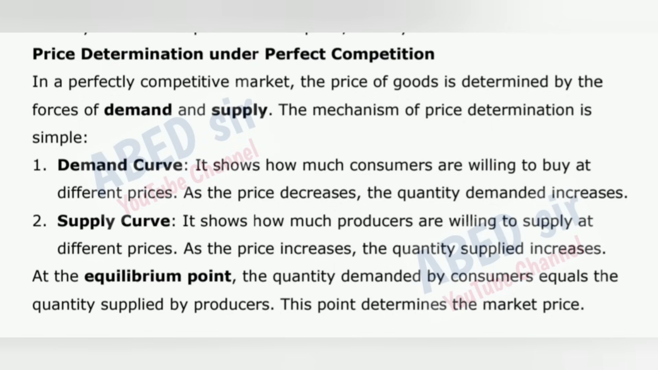1. Demand curve. It shows how much consumers are willing to buy at different prices. As the price decreases, the quantity demanded increases. 2. Supply curve. It shows how much producers are willing to supply at different prices. As the price increases, the quantity supplied increases. At the equilibrium point, the quantity demanded by consumers equals the quantity supplied by producers. This point determines the market price.